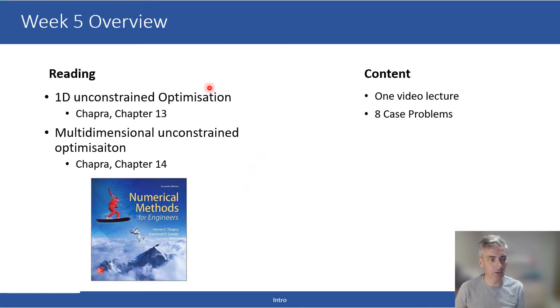So this part of the course makes heavy use of Chapra's book, Numerical Methods for Engineers. In particular, for today's class, we'll mainly go through chapter 13, and we'll also go through a little bit of chapter 14. So the unconstrained optimization, and we'll touch on multidimensional optimization. In the cohort classes, in the practice classes, we will also go a little bit deeper into the multi-dimensional problems. So there's one lecture video this week, that's this. There's 8 case problems, and I should have put here that there are 2 cohort classes as well for practicing.